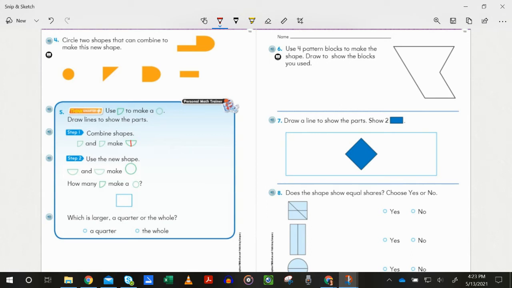Number 7, draw a line to show the parts. We want to show that this square is actually 2 rectangles. Can you draw a line to show that it is 2 rectangles?